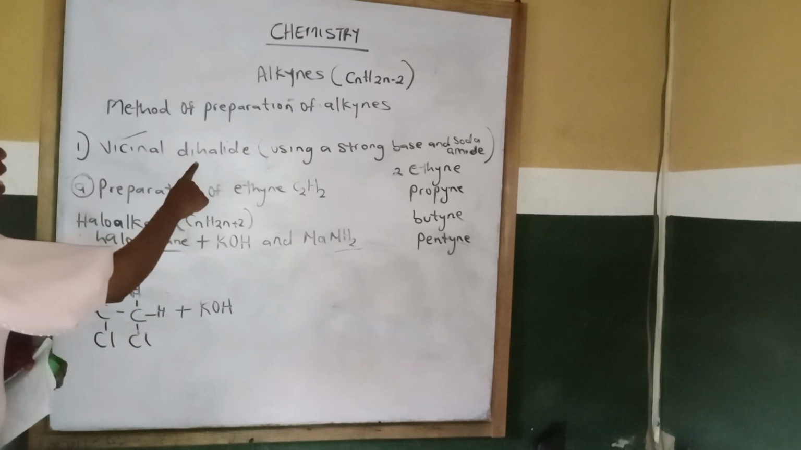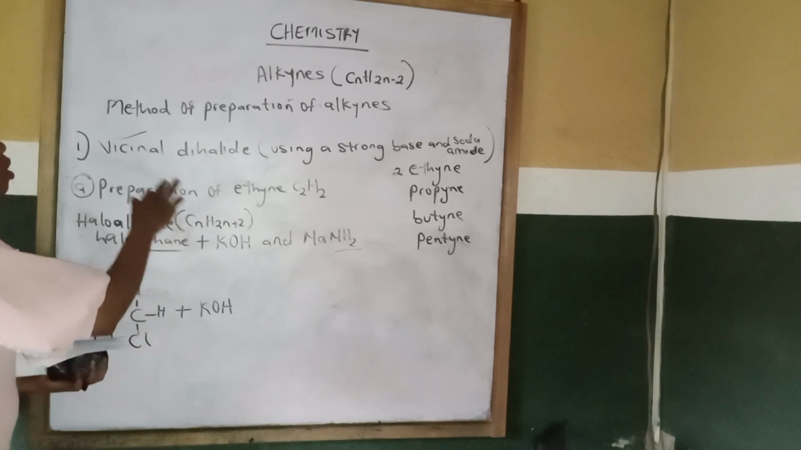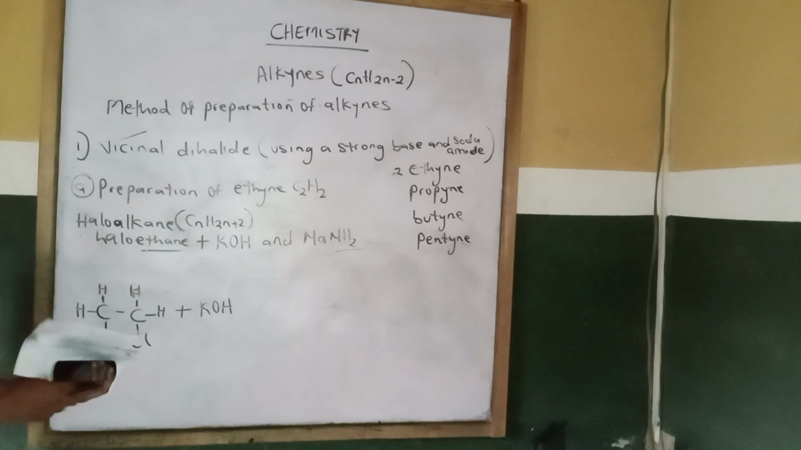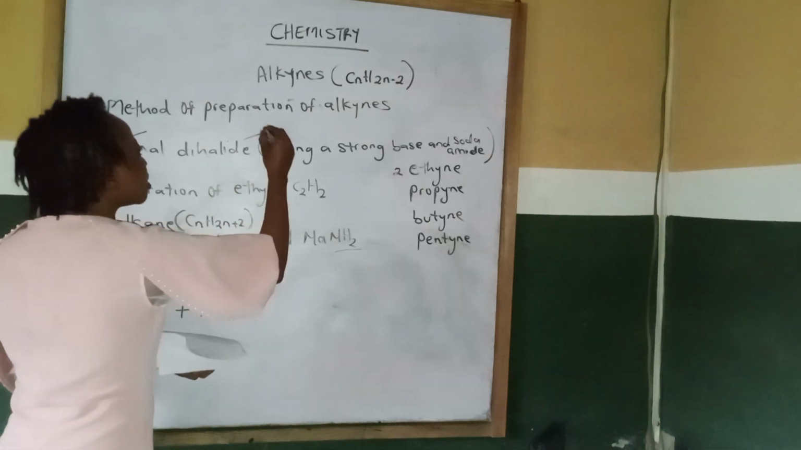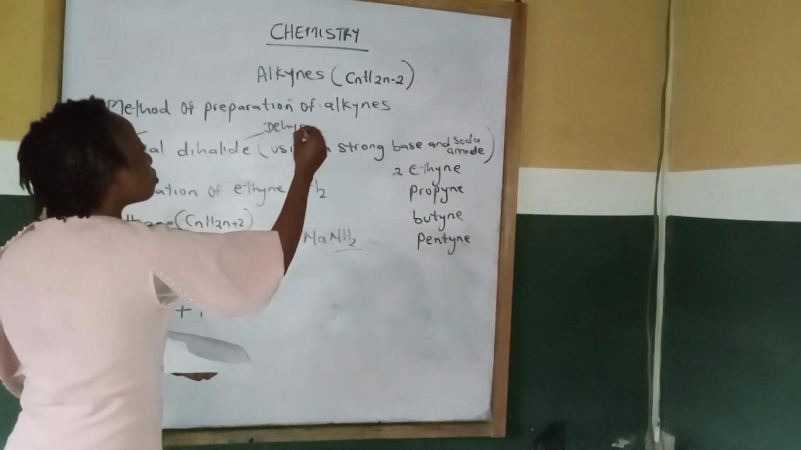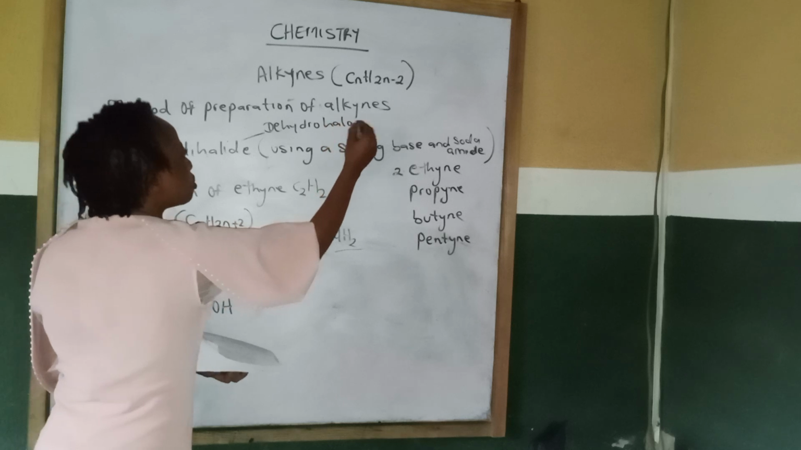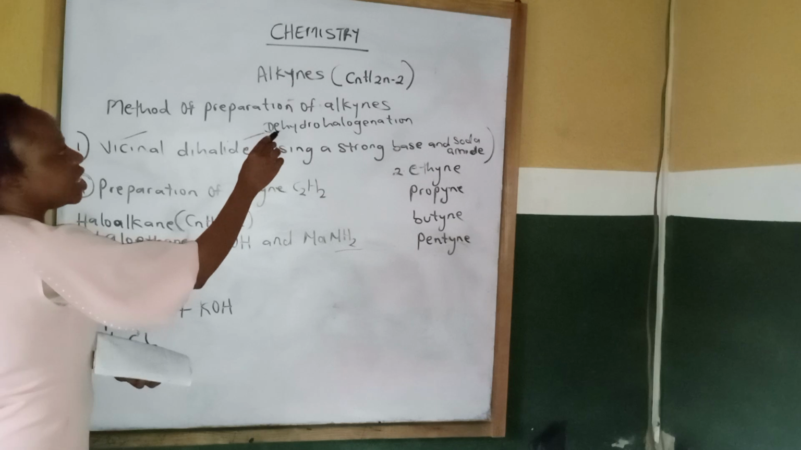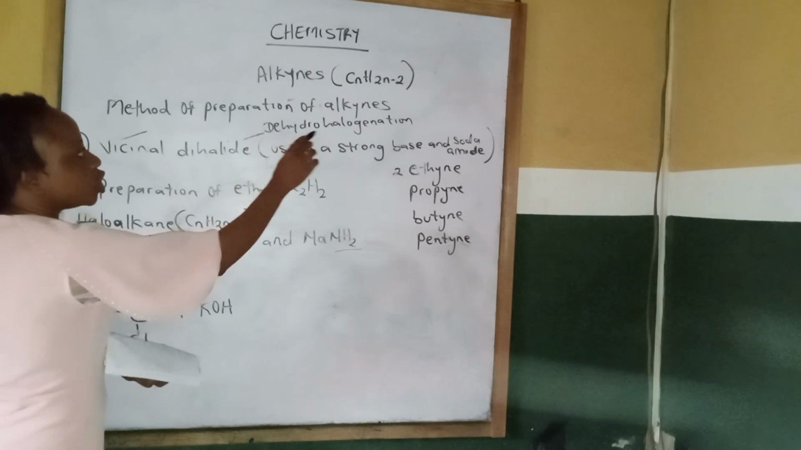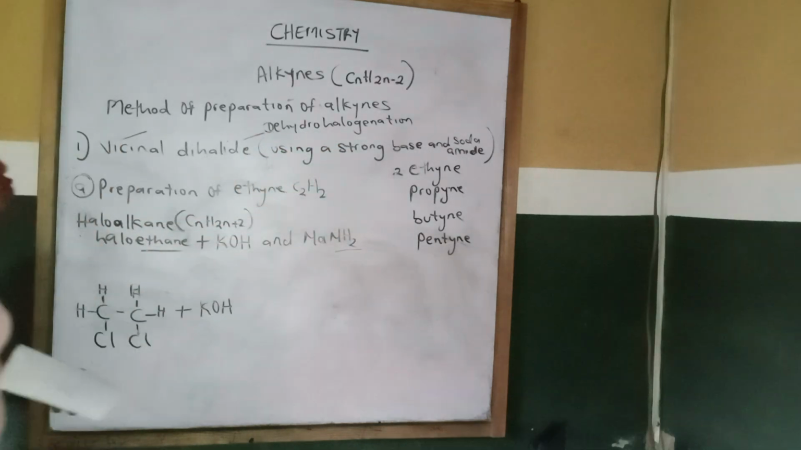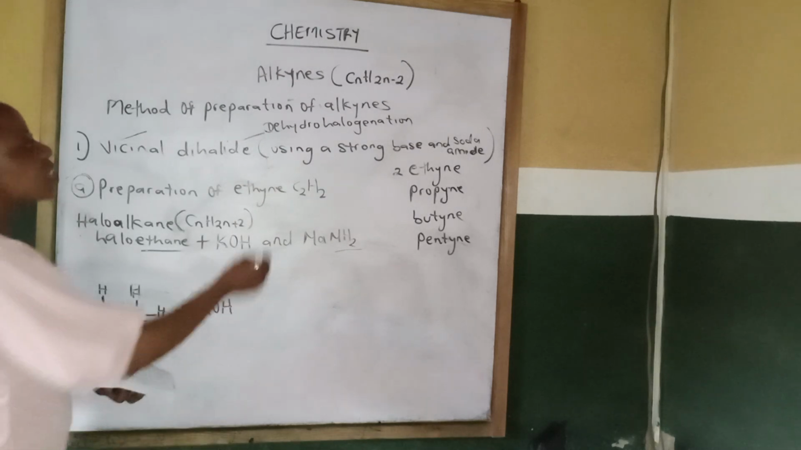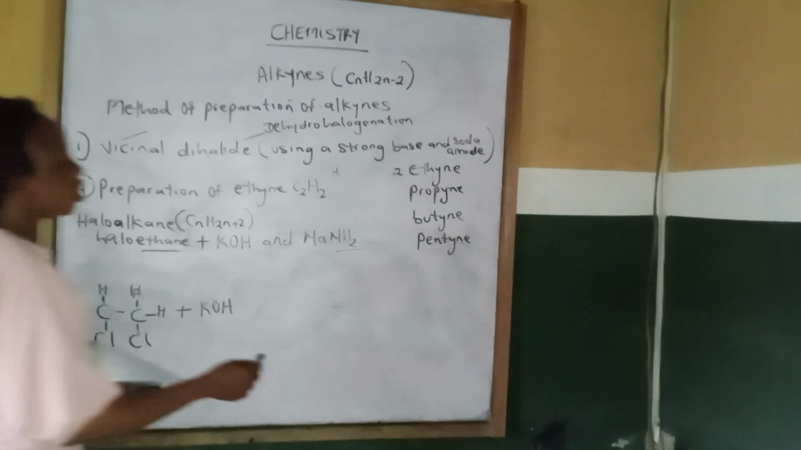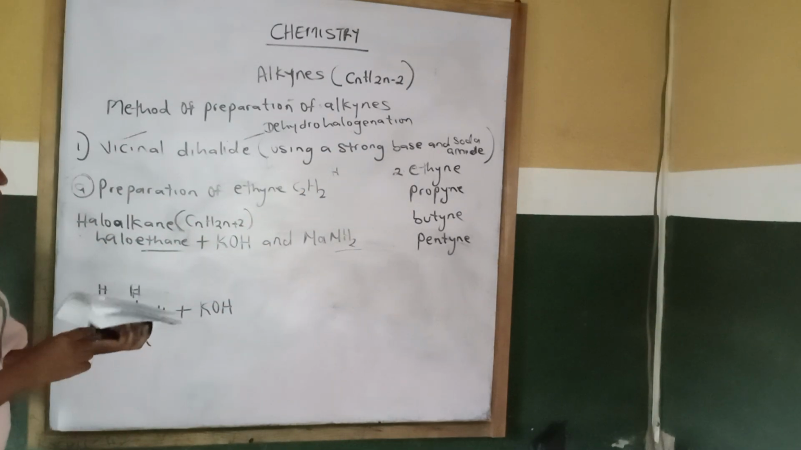So you remove the dihalide. Another name for vicinal dihalide elimination is dehydrohalogenation. So dehydro, de means remove. Hydro is hydrogen. Then halogenation, that is the halogen group, like chlorine, bromine. So it shows that dehydrohalogenation means removal of hydrogen and halogen. Halogens are chlorine, bromine, fluorine, and iodine.